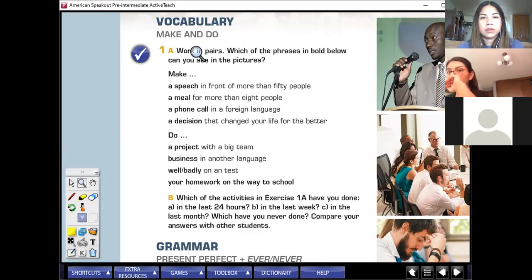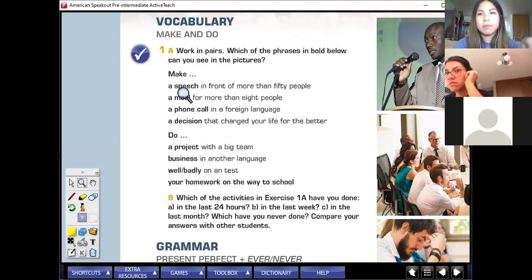Make a speech in front of more than 50 people. Make a meal for more than 8 people, make a phone call in a foreign language, make a decision that is better for your life.